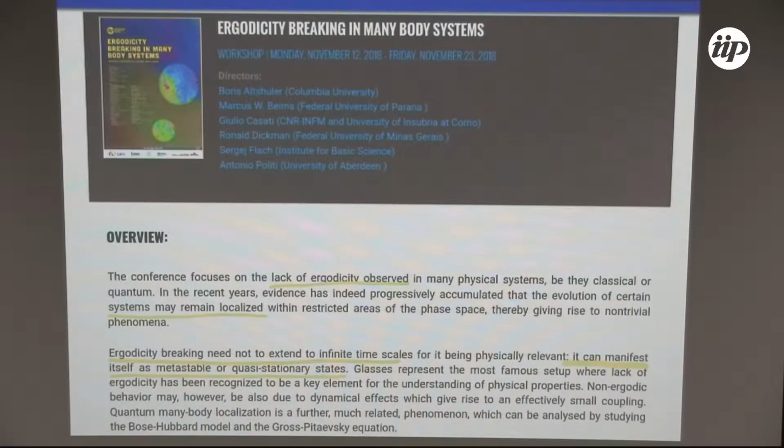And I like to show you this overview of the conference, because when I read it, I immediately felt at home, since the words underlined in yellow, this lack of ergodicity observed in many physical systems. Systems may remain localized. Ergodicity breaking need not extend to infinite time scales for being relevant, manifests itself in metastable or quasi-stationary states. Well, these are all things that we are working on in Milano since several years. Myself and all the people that came before me, starting from Luigi Galgani and then Antonio Giorgilli and also Giancarlo Benettin in Padova. So it's a sort of long history in this kind of topics.